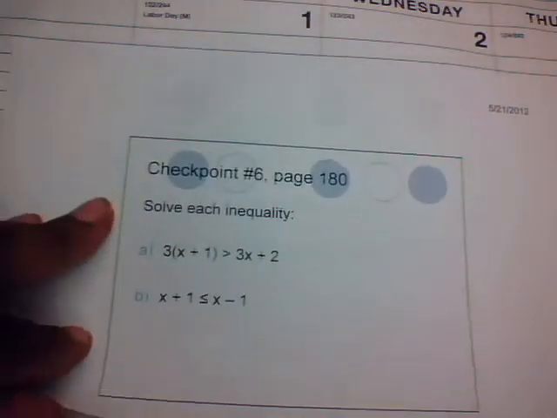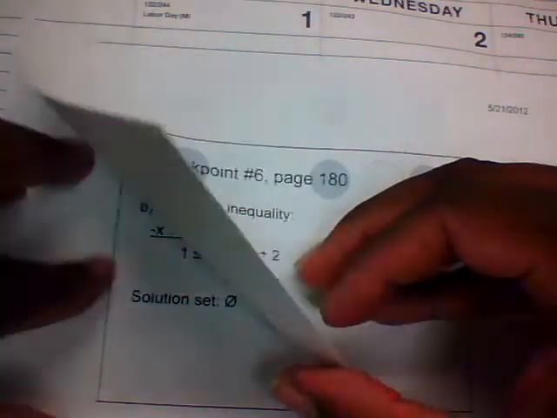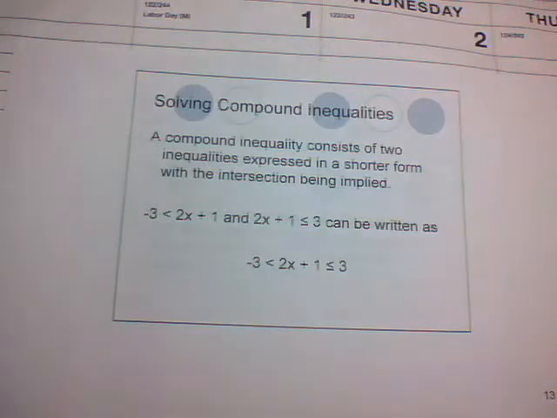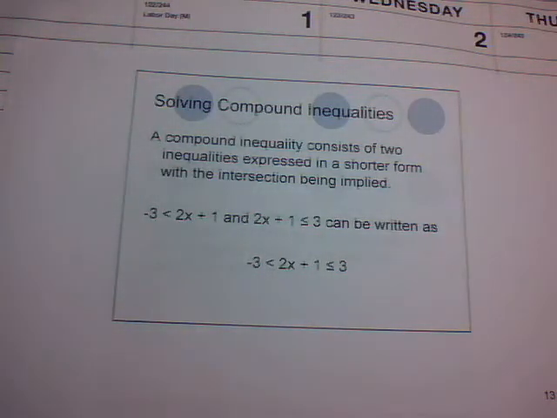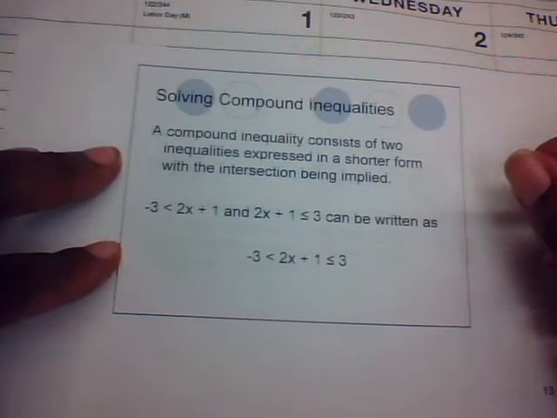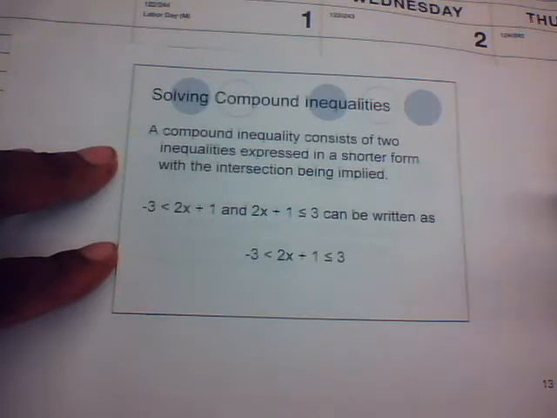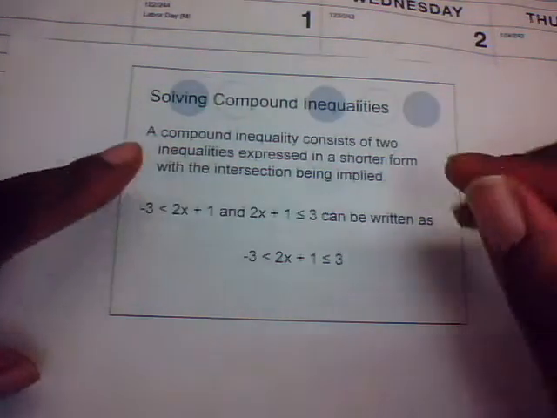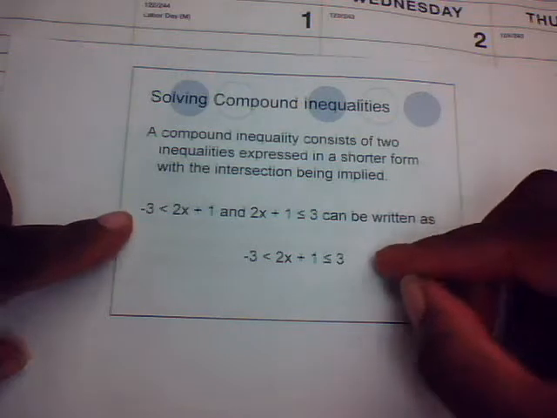Okay, we'll move on to compound inequalities. This is going to set the stage for something else I'm going to talk about. All right, a compound inequality consists of two inequalities expressed in shorter form with the intersection being implied. Okay, we talked about what intersections were earlier in this video. So here, the intersection that's being implied would be a compound inequality.